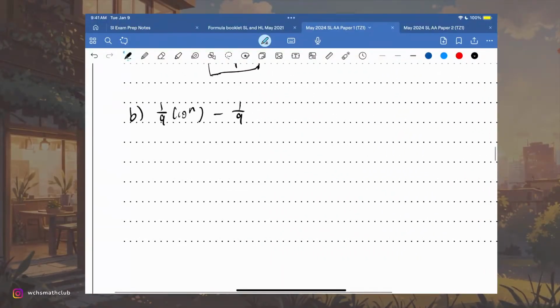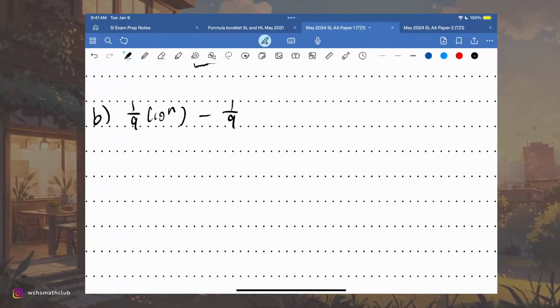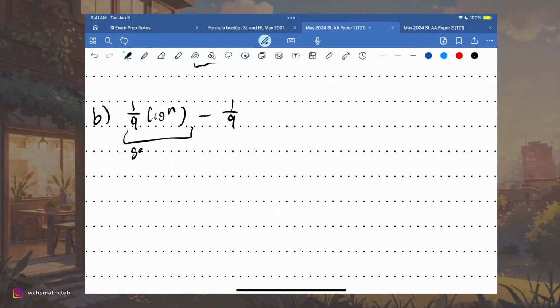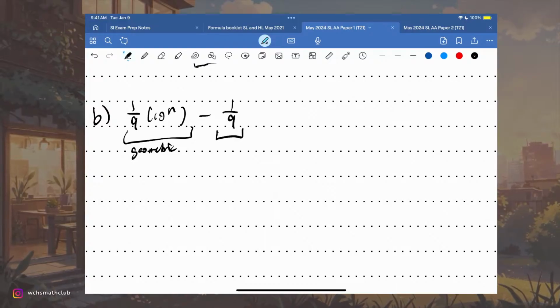I can do it, okay. And then now we just want to see that this is going to be geometric. And then this is going to be essentially arithmetic or geometric, but the common ratio is either going to be 1 or the common difference is basically 0.